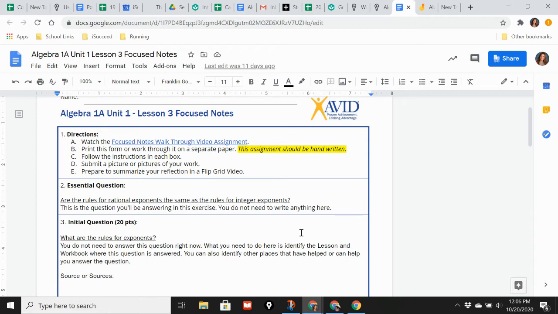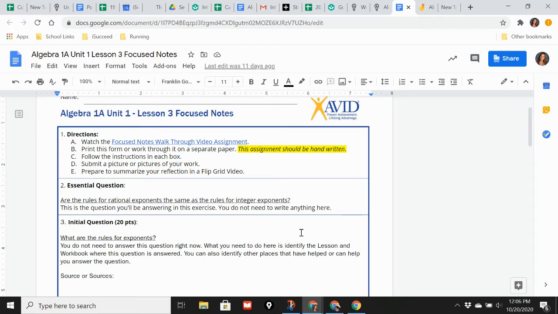I really think that there is a hand-brain connection when you're trying to get this material to stick. So you can take a picture of your work and upload that into a Google Doc and submit the Google Doc. You could scan it into a PDF and submit the PDF. That's probably the most ideal, but I absolutely understand not everybody has a scanner. So there's more than one way to submit this.